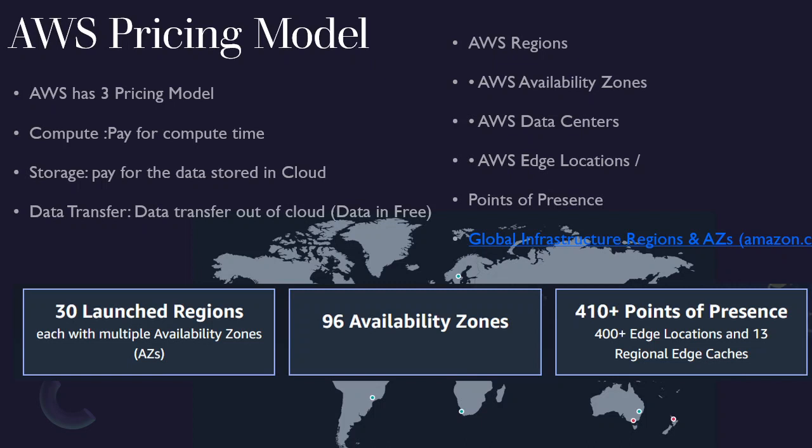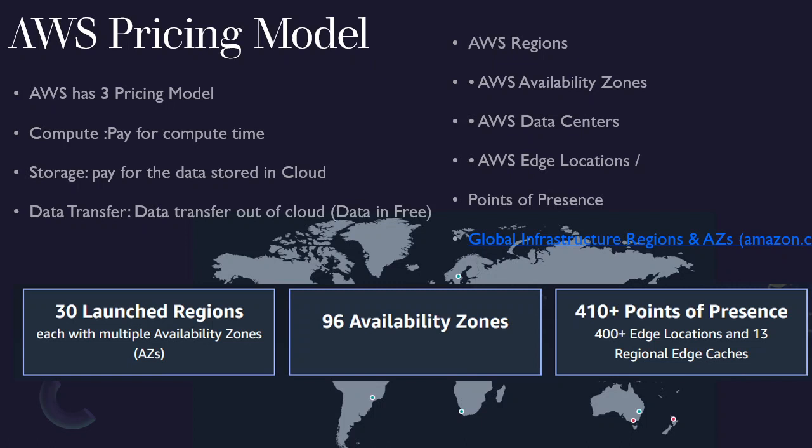AWS pricing model. AWS has three types of pricing model. One is compute. Pay for the compute, the services, or the resources you use. Storage, how much amount of storage data you have in the cloud. And then the data transfer.